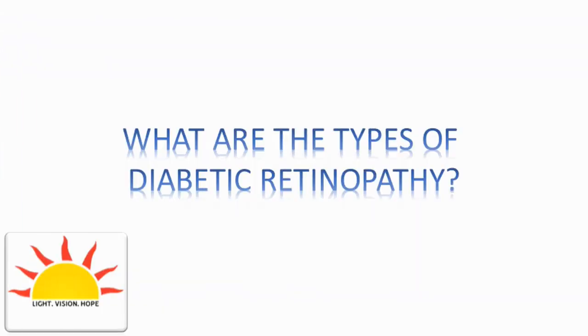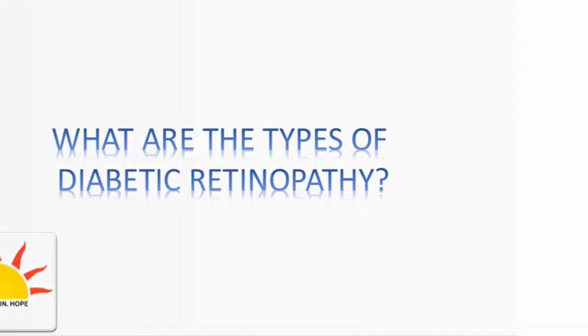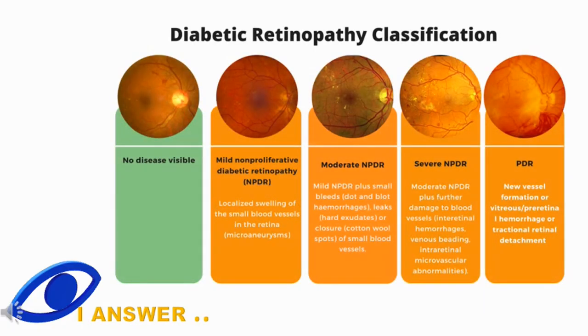What are the types of diabetic retinopathy? As diabetic retinopathy progresses over time, non-proliferative diabetic retinopathy can range from mild to moderate to severe retinopathy. When new fragile blood vessels are formed due to long-standing disease, it is called proliferative diabetic retinopathy.